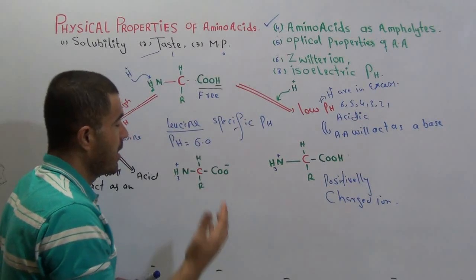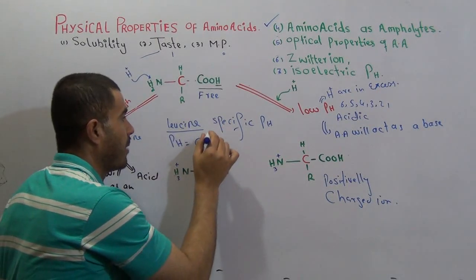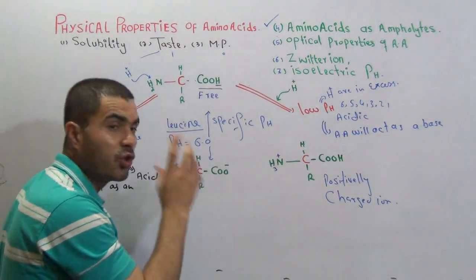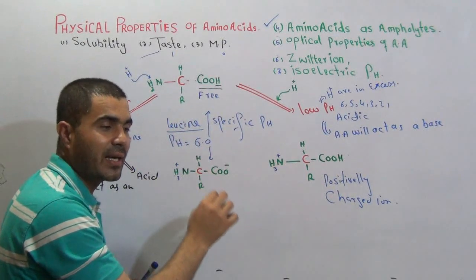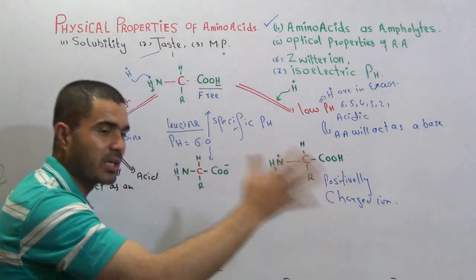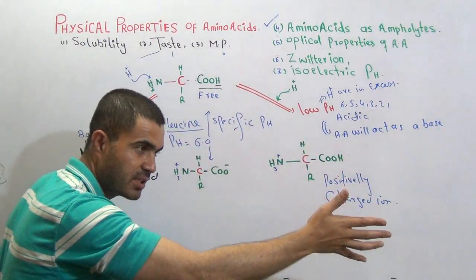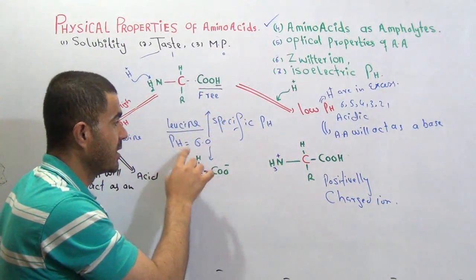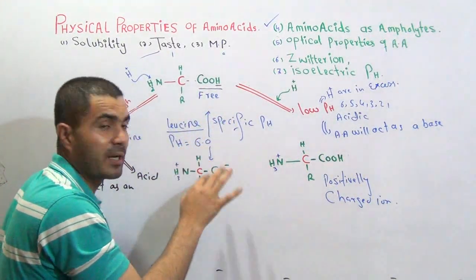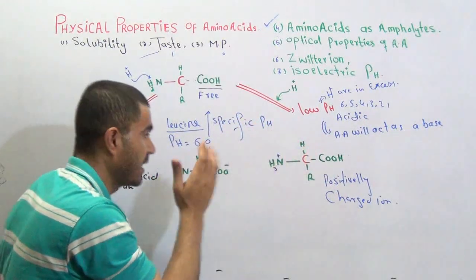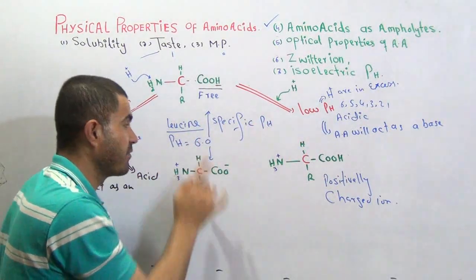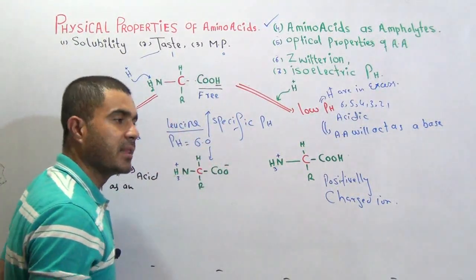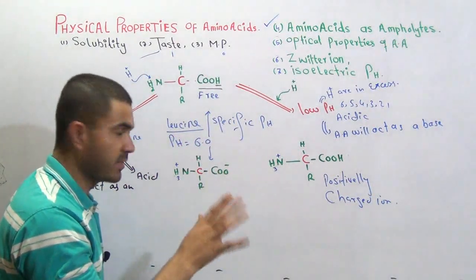If you change the pH either above that 6.0 or below that 6.0, then your amino acid will get any one of the two charges. It will be either positive or negative, as we discussed here. So above or below that pH, the amino acid will become either positively charged only or negatively charged only. But if the pH is exactly 6.0, it will get both positive and negative charge. There are other amino acids that also have this kind of pH.